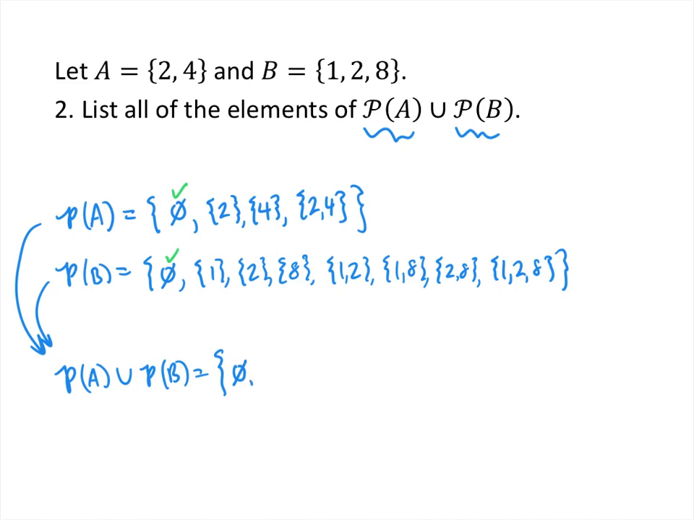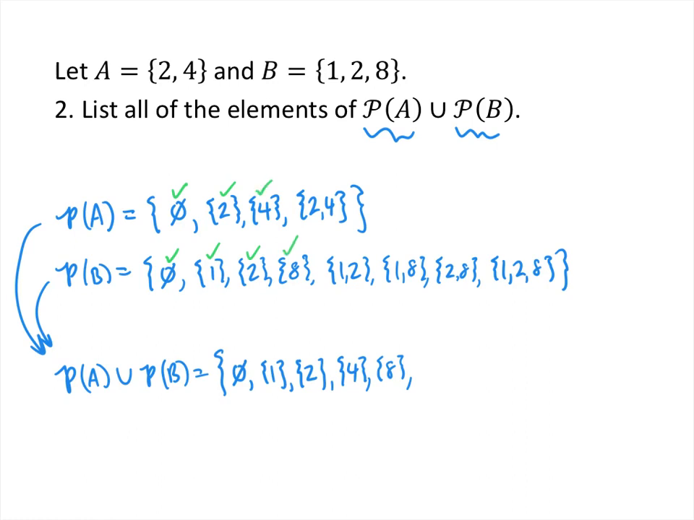Okay, let's look at subsets that have 1 element. Well, we've got 1 by itself, so that checks here. We've got 2 by itself, which checks here and here. We've got 4 by itself, and we've got 8 by itself. So that checks here and here.